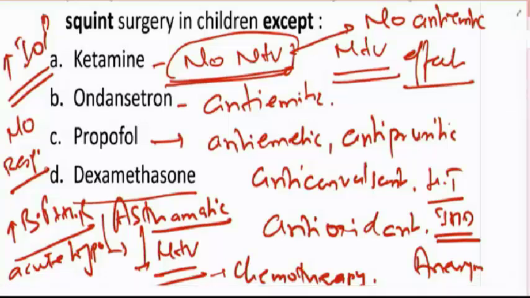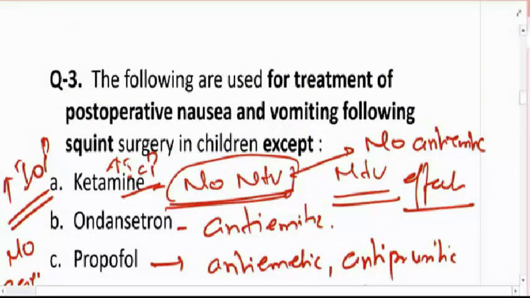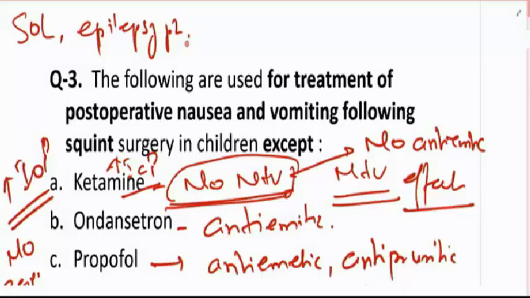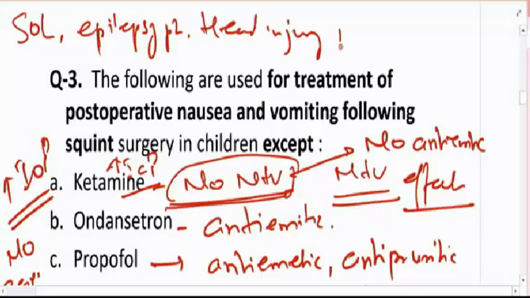Now, ketamine increases the ICP, and therefore it is contraindicated in space occupying lesions of the brain, any tumor, cyst, hematoma, anything which occupies space in the brain. For epilepsy patients, it is a contraindication, and for head injury patients, right?